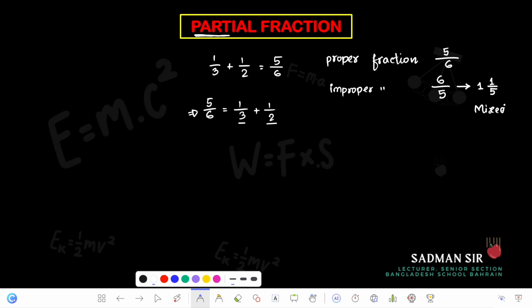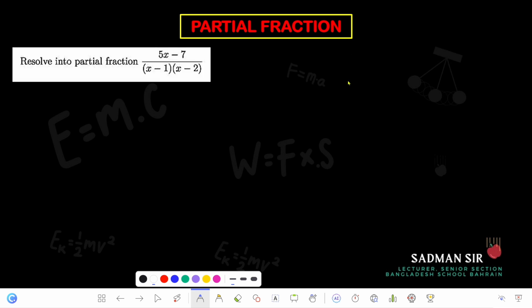Why is it called a mixed fraction? Because there is an integer number and there is a fraction, so that is why it is a mixed fraction. Okay, now while we are discussing partial fraction, at first we will discuss the partial fraction of proper fractions, and then at the end we will discuss the partial fraction of improper ones. So there are several types of it. Let us say this is type 1. Total there are 5 types. So today we are discussing type 1.